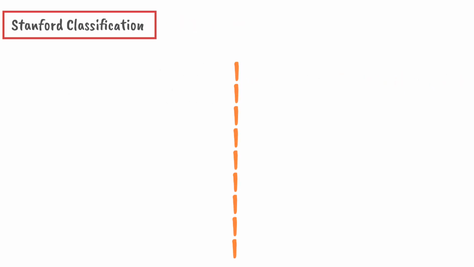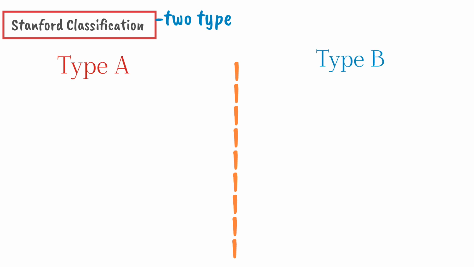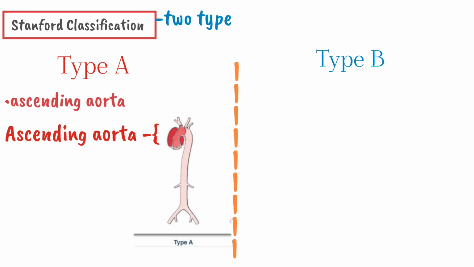In Stanford classification, the aortic dissection is classified into two types, type A and type B. In type A aortic dissection, there is an involvement of the ascending aorta. If you look at this diagram, this area represents the ascending aorta. If there is aortic dissection here, it is called Stanford type A. It is the most common type of aortic dissection and involves 2/3 of our cases.